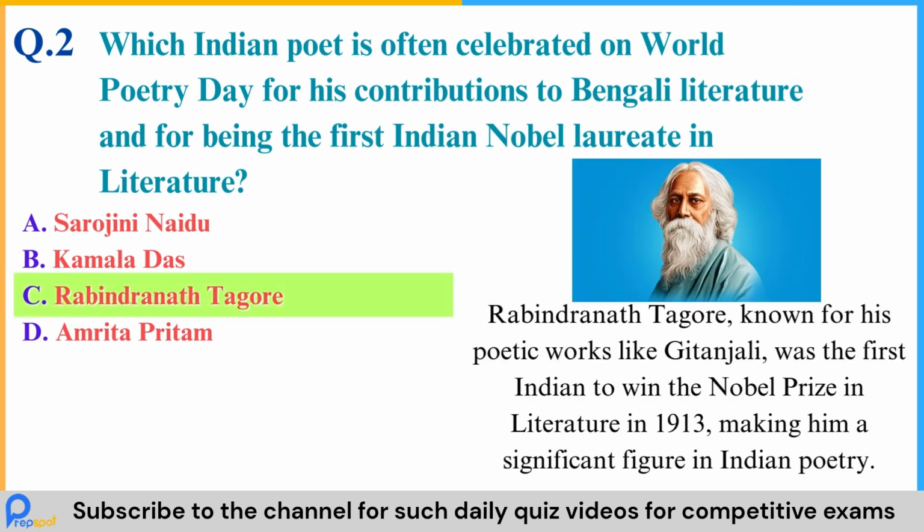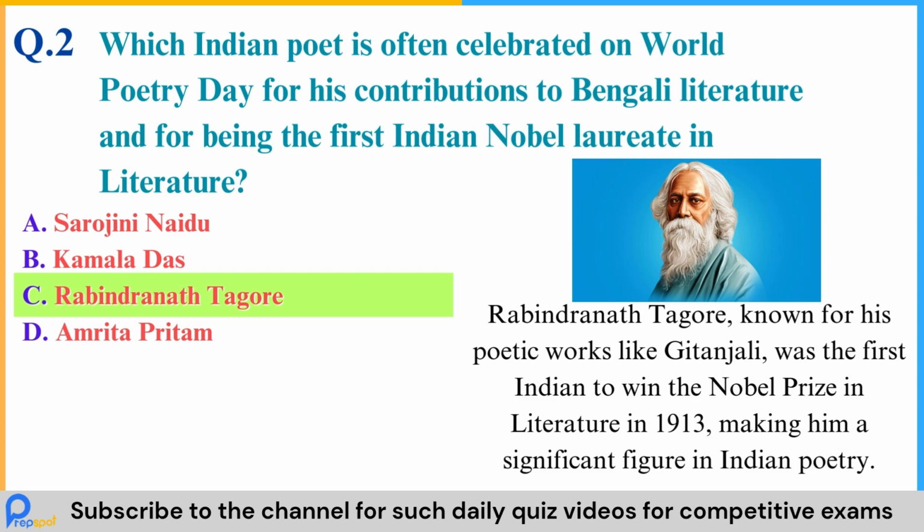Answer: C. Rabindranath Tagore. Explanation: Rabindranath Tagore, known for his poetic works like Gitanjali, was the first Indian to win the Nobel Prize in Literature in 1913, making him a significant figure in Indian poetry.